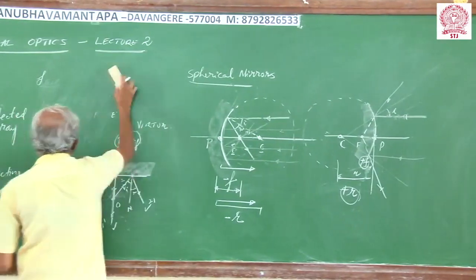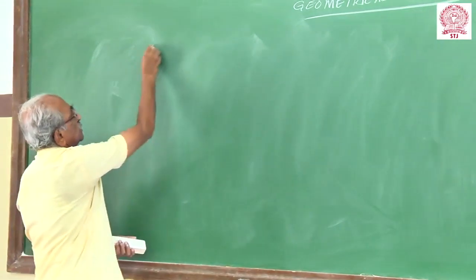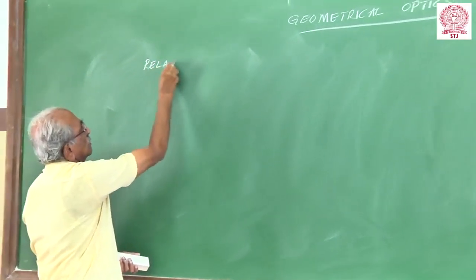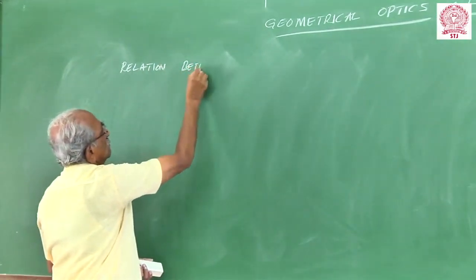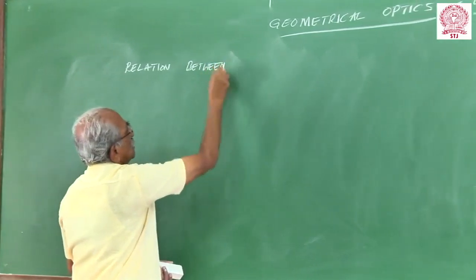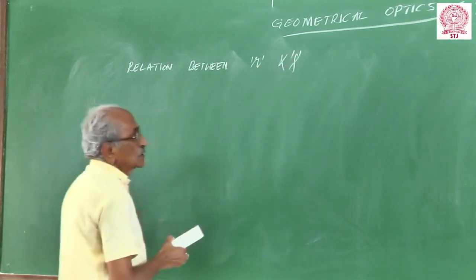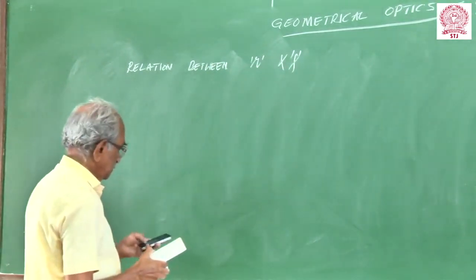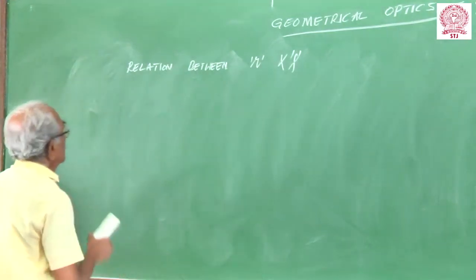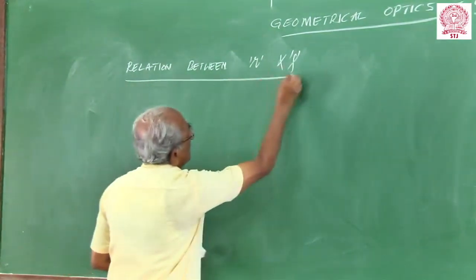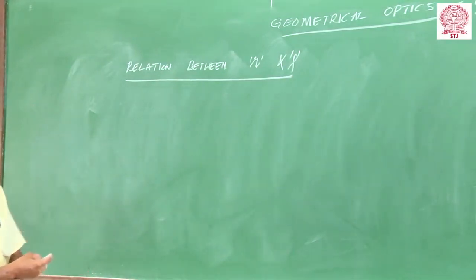That forms an important derivation. Now derive the relationship between the radius of curvature and the focal length. I will derive it for one mirror; it can be followed for the other also.